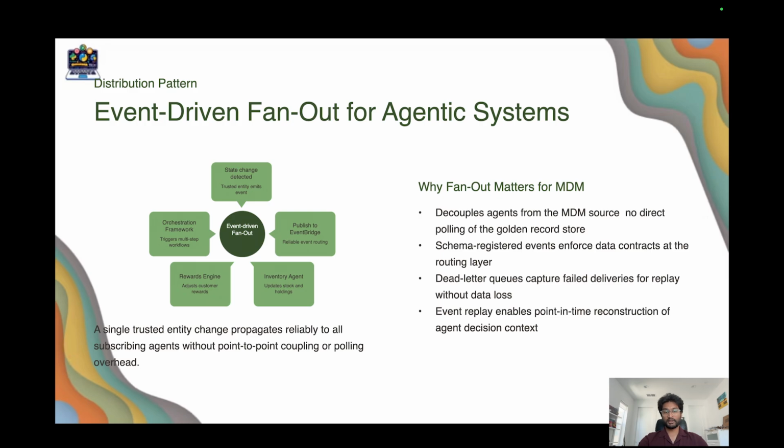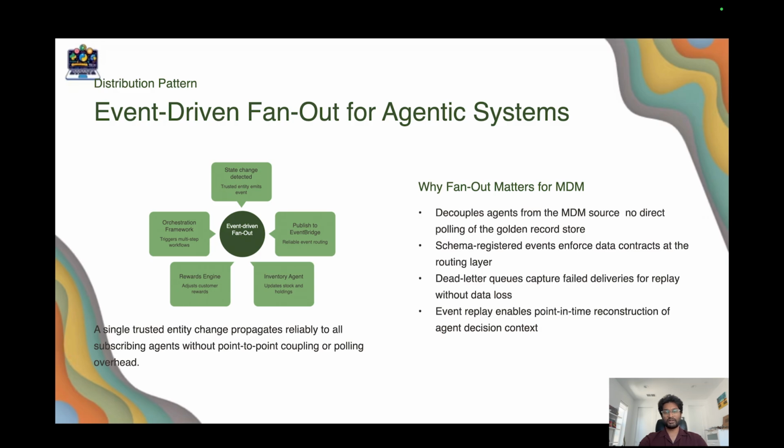Two things fall out of this that you really want. Contracts get enforced at the routing layer, so a malformed change never reaches a subscriber, and failures land in a dead letter queue, which means you can replay them, and you can reconstruct exactly the sequence of events the agent saw when it made a decision. That replay capability is worth its weight in gold the first time you have to debug an agent's behavior in production.